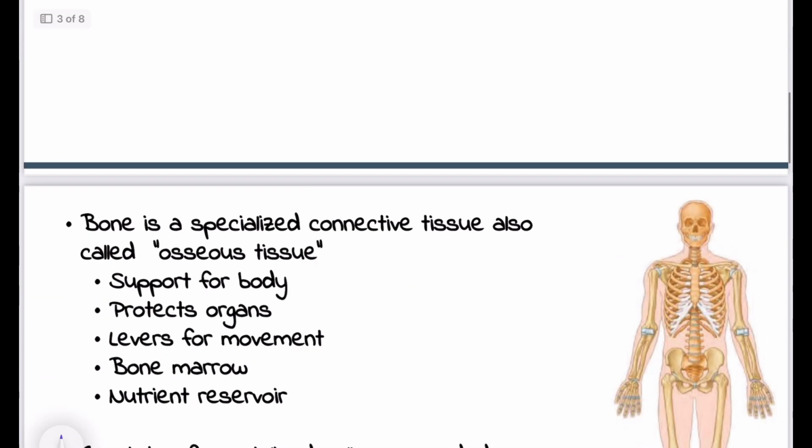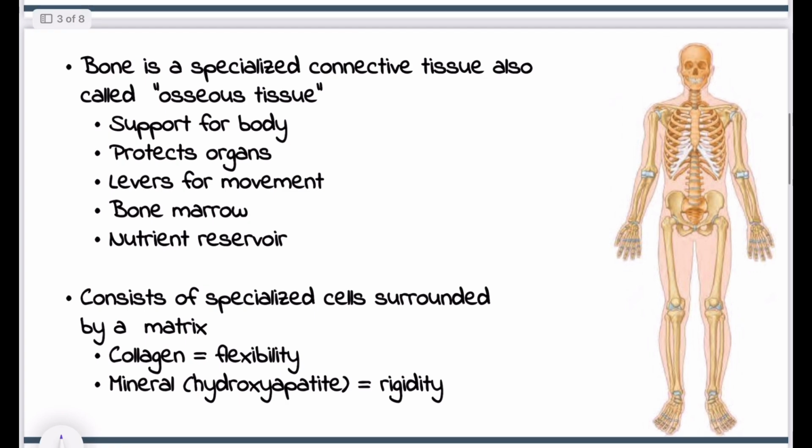So bone is a specialized connective tissue, also called osseous tissue, and bone is there to support your body, protect your organs, be a lever for movement, also house bone marrow, and then be a nutrient reservoir. Bone consists of specialized cells surrounded by a matrix, and it's composed of collagen for its flexibility, but also a mineral called hydroxyapatite for its rigidity.